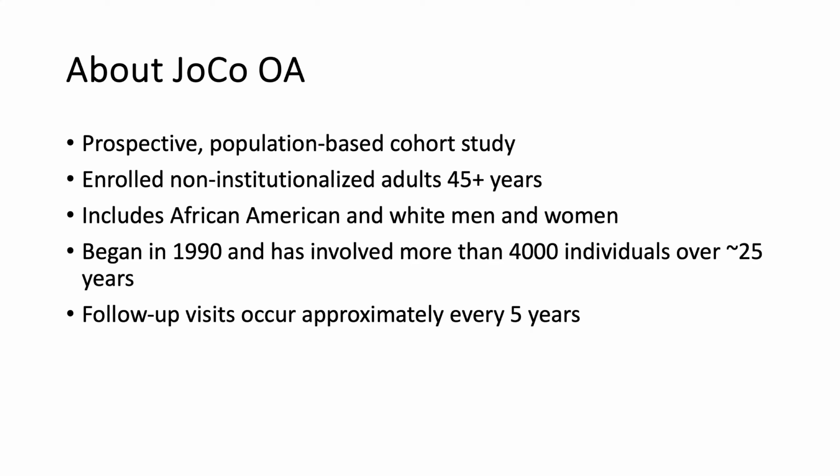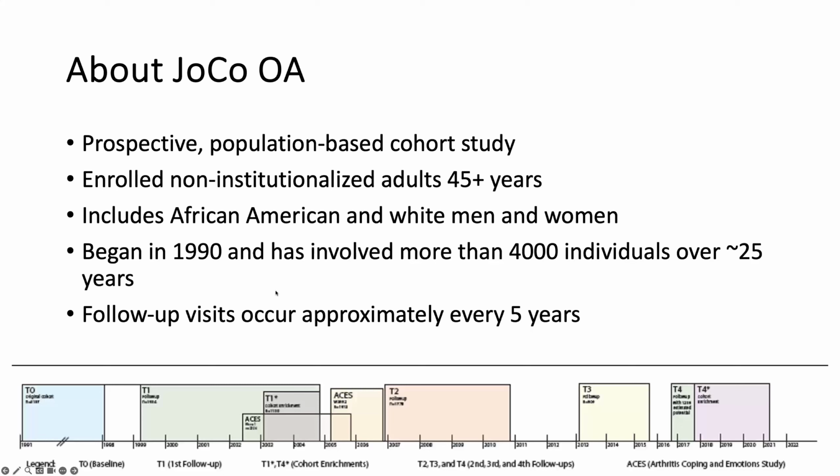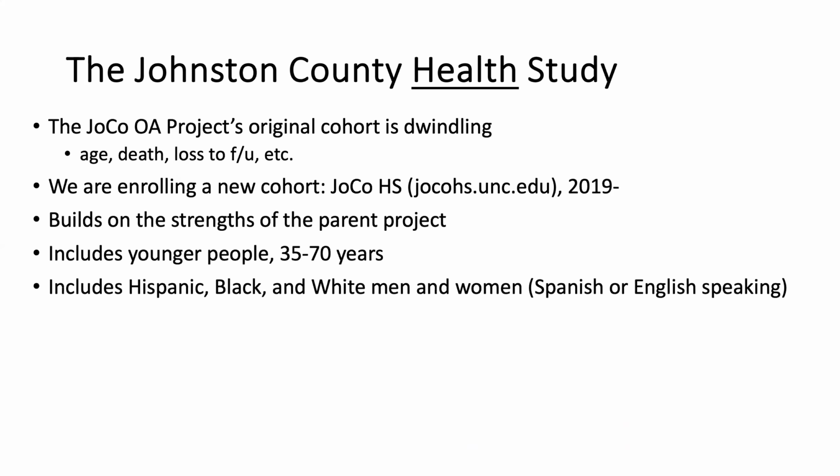This was really just any community living adult over age 45 who was Black, white, man, or woman. It started in 1990 and over time has involved more than 4,000 unique individuals with about 30 years now of follow-up, and follow-up visits about every 5 years as shown in the timeline here. You don't have to read that, but it just shows the various waves of data collection over the 30 years. And some of the information I'll show comes from that.